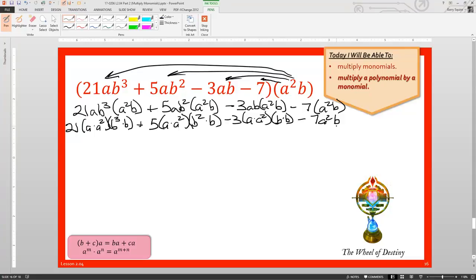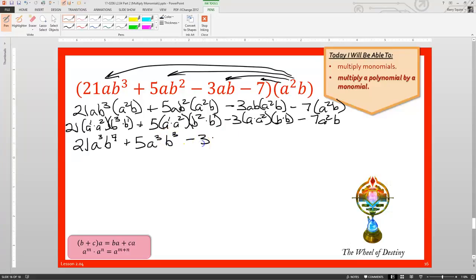Now let's use the product of powers property to figure out what the exponents for each of our variables are going to be. So we've got 21, and then a to the first times a to the second is going to be a to the third. B to the third times b to the first is b to the fourth, plus 5 times a to the first times a to the second is a to the third, and then b to the second times b to the first is b to the third.